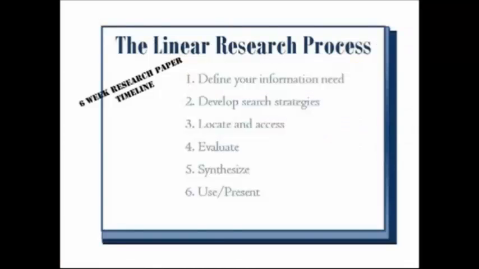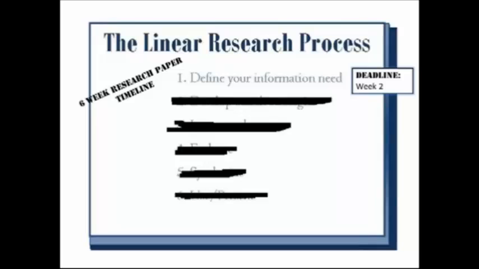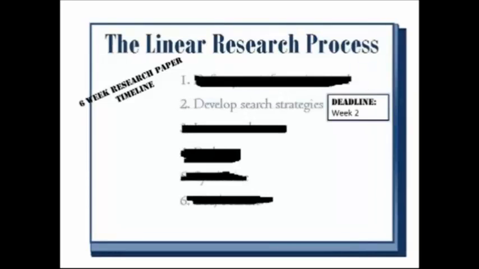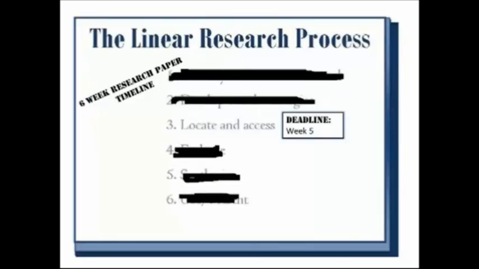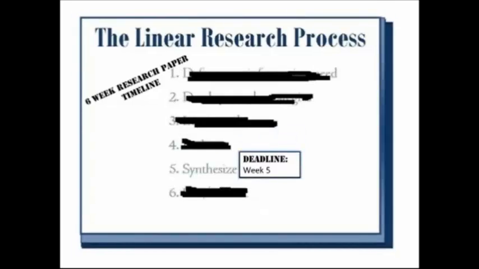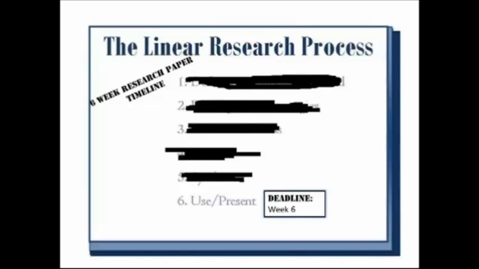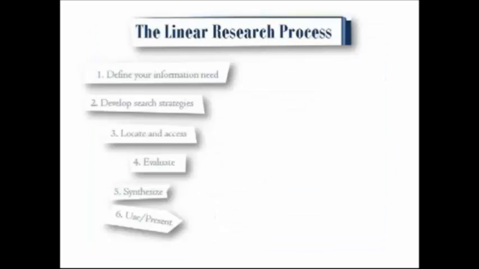You can use the research process to create a timeline for your project. For example, if you are assigned a research paper that has to be finished in 6 weeks, use the research process to assign a deadline for each step. For example, you might want to try to finish defining your information need and developing your search strategies by week 2. By week 5, you might want to have finished searching for, evaluating, and synthesizing the information you find. And by week 6, you should plan to have your paper finished.